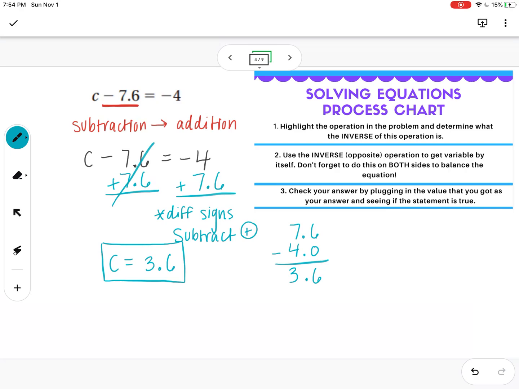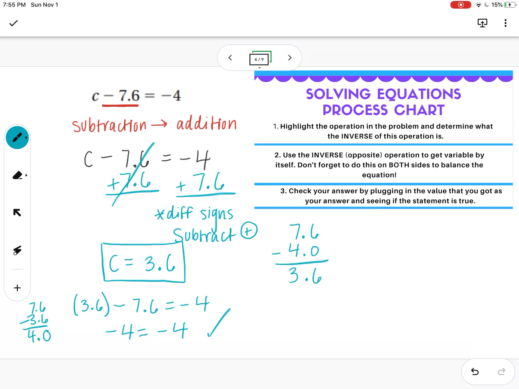And don't forget, guys, we are not done yet. We're going to go ahead and check this. So 3.6 minus 7.6 equals negative 4. Remember, in this case, they're different signs, subtraction and addition. So you can go ahead and subtract, keep the bigger sign. I'm going to do it over here on the side. 7.6 minus 3.6 gives us 0, 4. So we would get negative 4 equals negative 4, which is true. So we know we got it right.